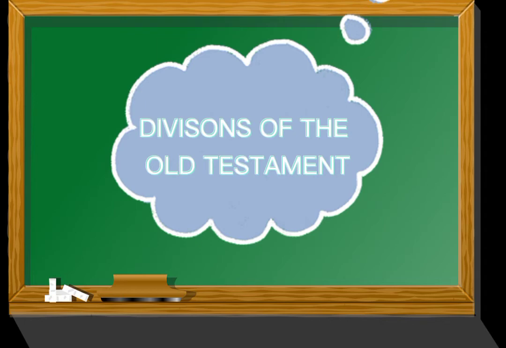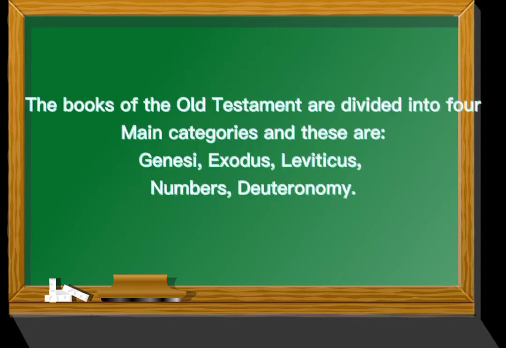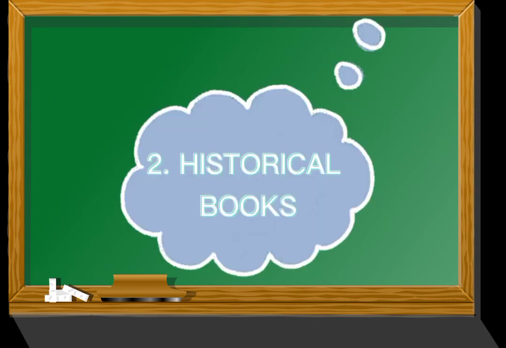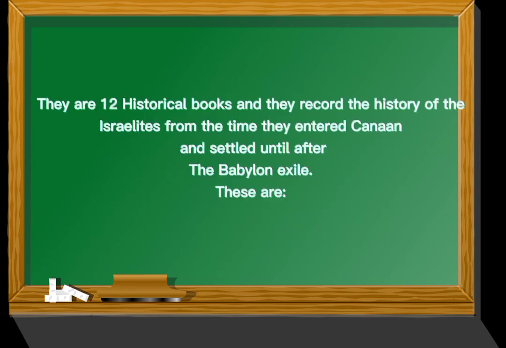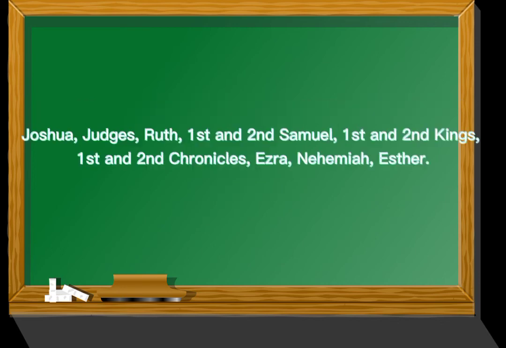Divisions of the Old Testament. The books of the Old Testament are divided into 4 main categories. 1. The Pentateuch: Genesis, Exodus, Leviticus, Numbers, Deuteronomy. 2. Historical books. They are 12 historical books, and they record the history of the Israelites from the time they entered Canaan and settled until after the Babylonian exile. These are Joshua, Judges, Ruth, 1st and 2nd Samuel, 1st and 2nd Kings, 1st and 2nd Chronicles, Ezra, Nehemiah, Esther.